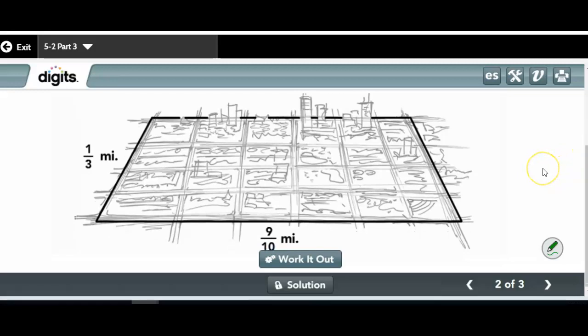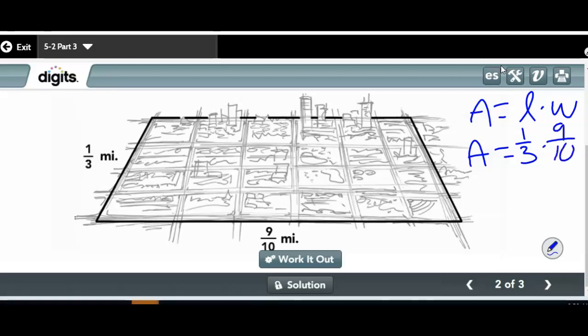Okay, so we're finding the area. What does it say? Find the area in square miles of the rectangular city in the neighborhood shown on the board. So it says the area. How do we find the area of a rectangle? David. We multiply. Area equals length times width. What is the length of the city? John? 1/3 times the width, which is, Nathan?